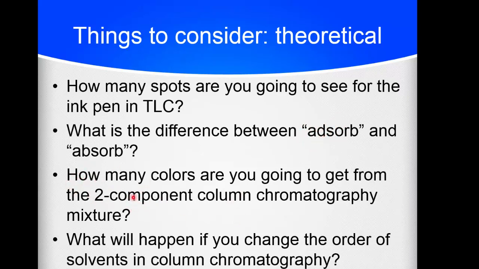When you're doing column chromatography, your components, there are only two of them. So how many colors, how many bands of sample are you expecting to see come out the bottom of that column? And what would happen if instead of doing water first, you did ethanol first? How is that going to change your TLC?